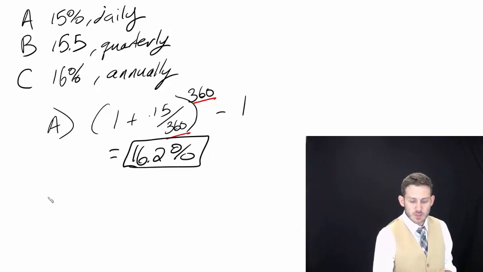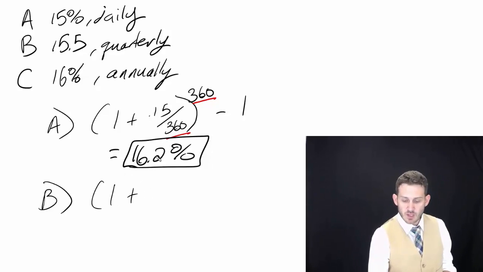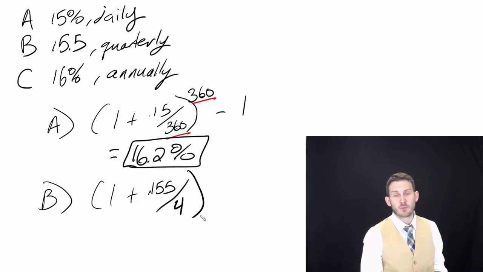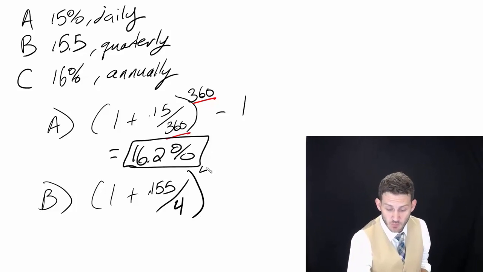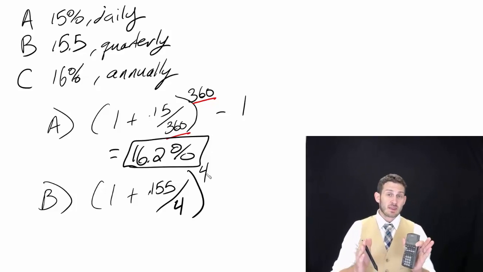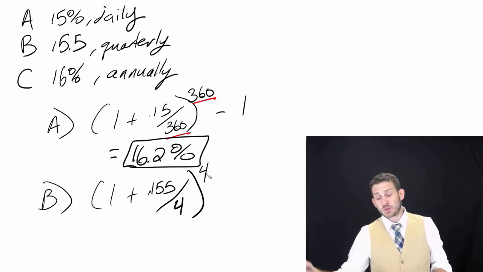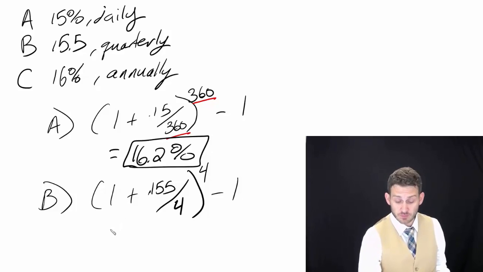Now let's look at B. B is going to be done a similar way, so it's going to be 1 plus 0.155 divided by what? Quarterly. How many quarters are there in a year? 4 quarters, so there are 4 time periods in that year. We divide by 4. Which power do we raise it to? The 4th power, right? Because it is compounding 4 times. So we got the quarterly rate, and then we're compounding 4 times, and then we subtract 1 off of that. All right, and we end up getting 16.4%.